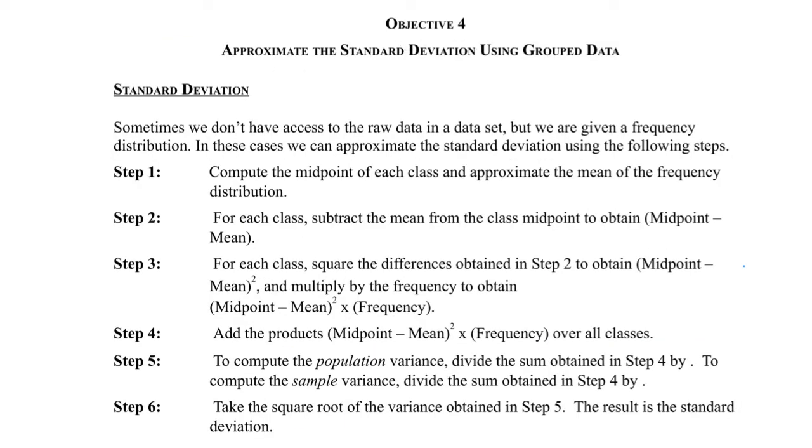Objective 4: approximate the standard deviation using grouped data. So, the first step is to compute the midpoint of each class and approximate the mean of the frequency distribution. For each class, subtract the mean from the class midpoint, then square that and multiply by the frequency, then add all those. For population variance, divide the sum by n. For sample variance, divide that sum by n minus 1. And if you take the square root of that variance, you will get the standard deviation.